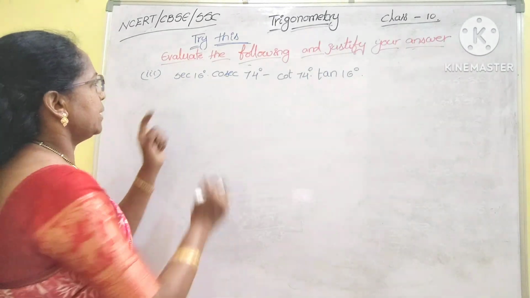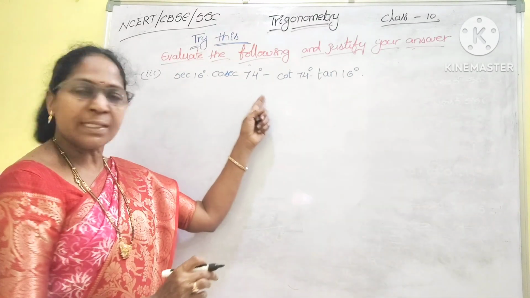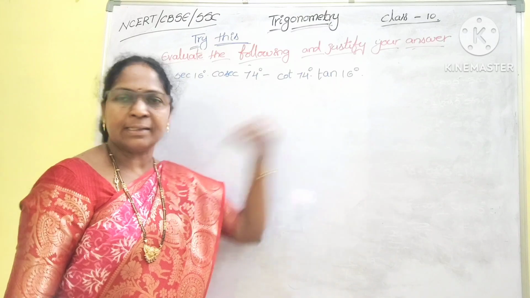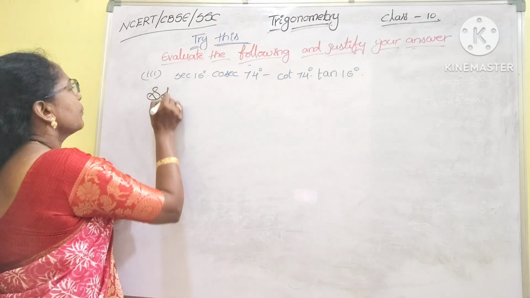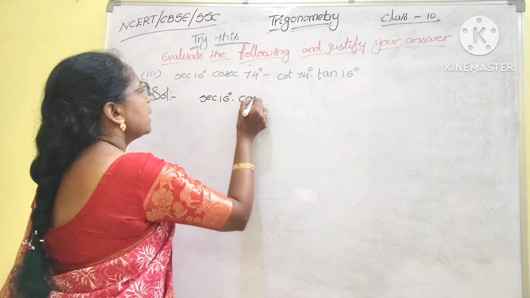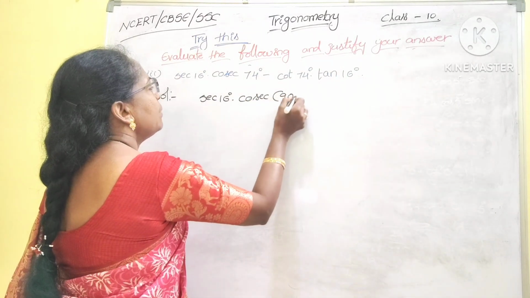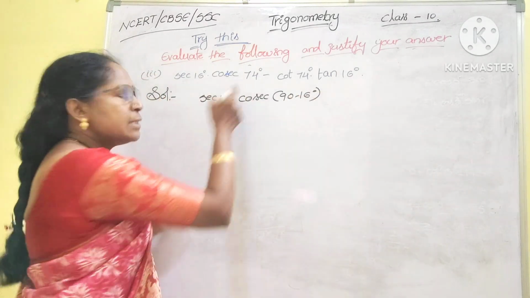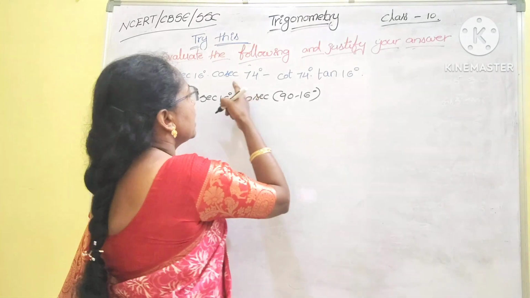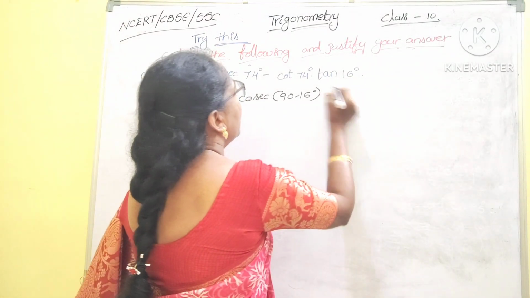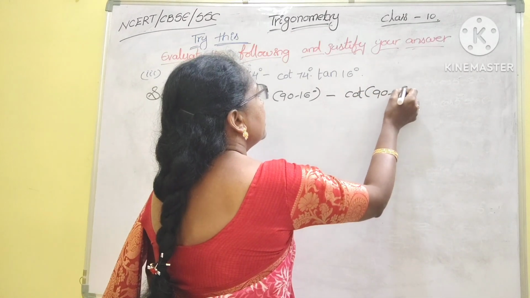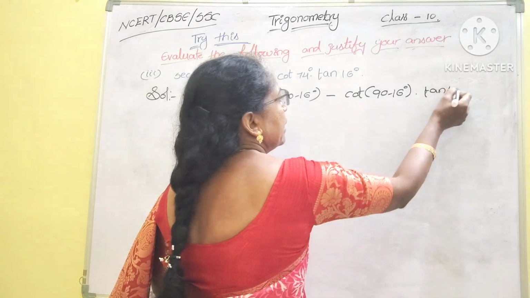Next third question in this: secant 16 degrees into cosecant 74 degrees minus cot 74 degrees into tan 16 degrees. Now here how can you write? Secant 16 degrees into cosecant 90 minus 16 degrees. 16 and 74 both are complementary angles. 16 plus 74 equal to 90 degrees. So this can be written as 90 minus 16, minus cot 90 minus 16 degrees into tan 16 degrees.